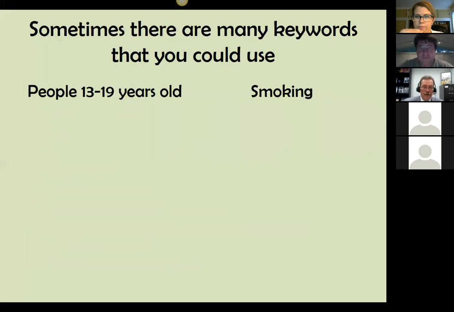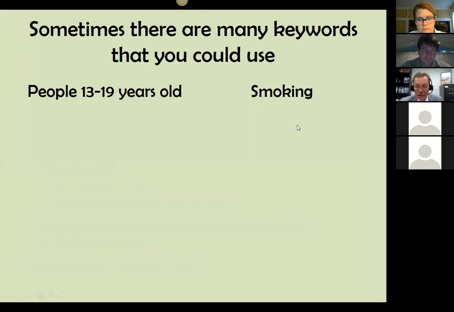Now, I want to try something here. Say you're doing some research and you're researching people between the ages of 13 and 19 years old. And you're also researching the aspect of smoking. Say it's looking at advertising and how it affects people in this age range and their decision to begin or to continue smoking. Now, if you would, folks, to the participants, what keywords could we use to describe these people between the ages of 13 and 19 years?